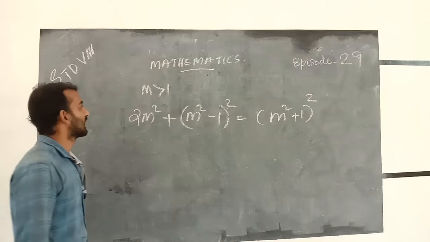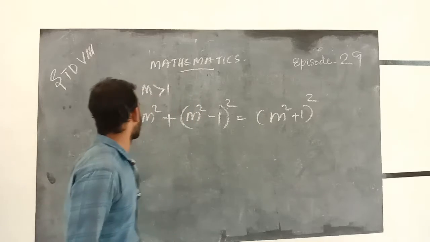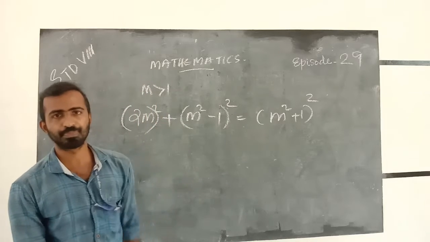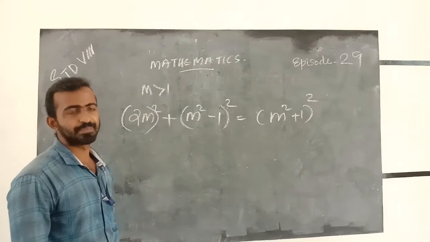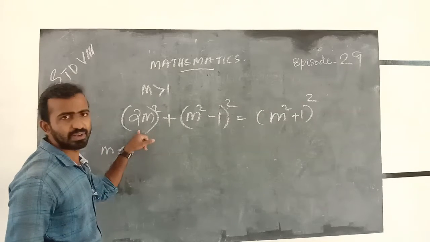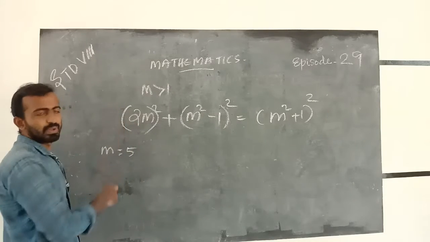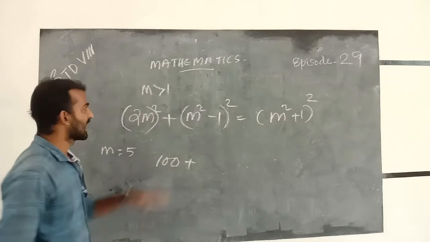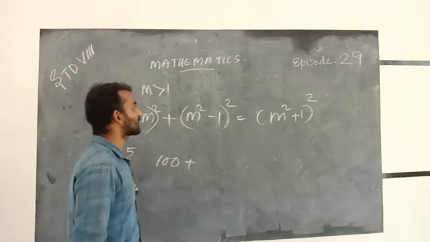Yes, 2m square means 2m the whole square. For example, I take m equal to 5. Then 2 into 5 is 10, so 2m means 10, and 10 square means 100. Then m square minus 1: 25 minus 1 we get 24.